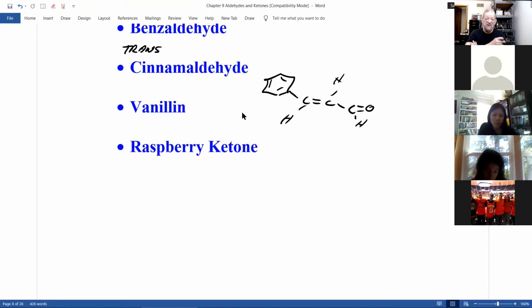Now, I love cinnamon. My older sister hates it with a passion. I don't know why. She just doesn't like it. But we all have our faults, but I like cinnamon. And that's the molecule. It's an aldehyde.